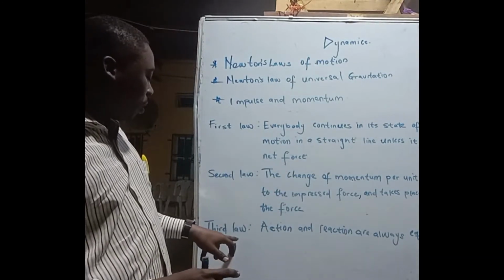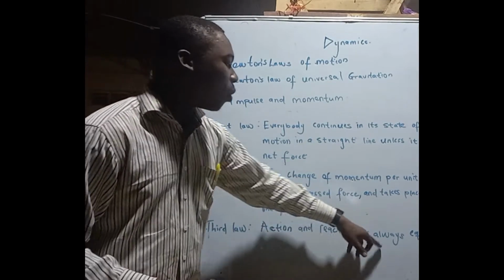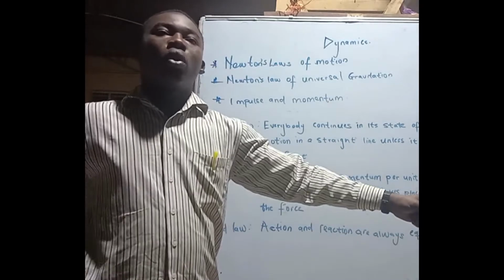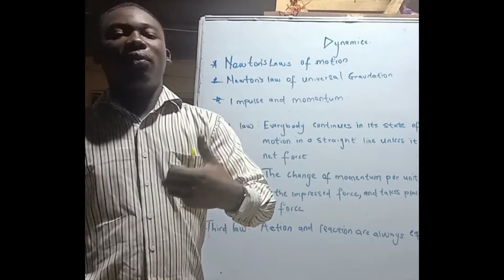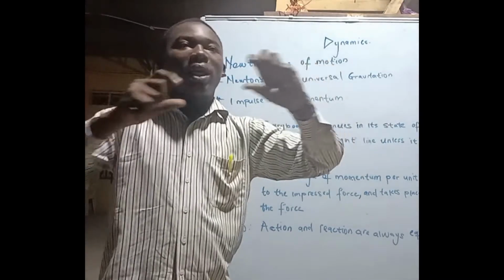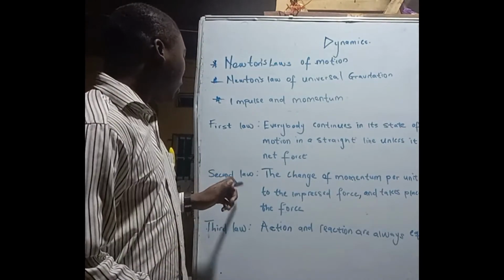So let's talk about the third law before the second law. The third law states that action and reaction are always equal but opposite. When a force is tending to pull something, there's also another force tending to drag it back. They are always equal, but their directions negate each other, they are opposite. So, straight up to the second law.